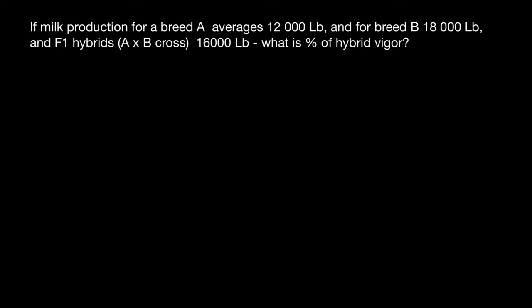Today's question is, if milk production for breed A averages 12,000 pounds and for breed B 18,000 pounds, and the F1 hybrids, a cross of A and B, average 16,000 pounds, what is the percent of the hybrid vigor?